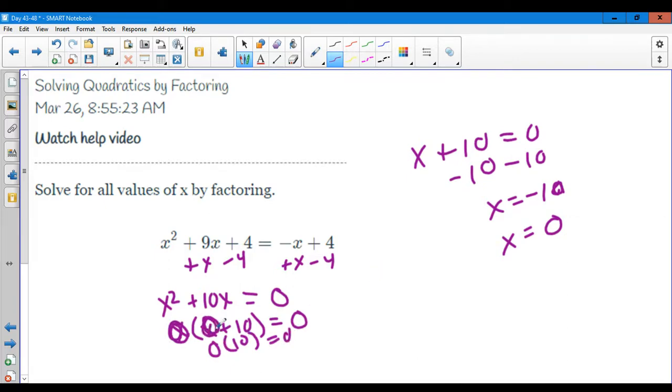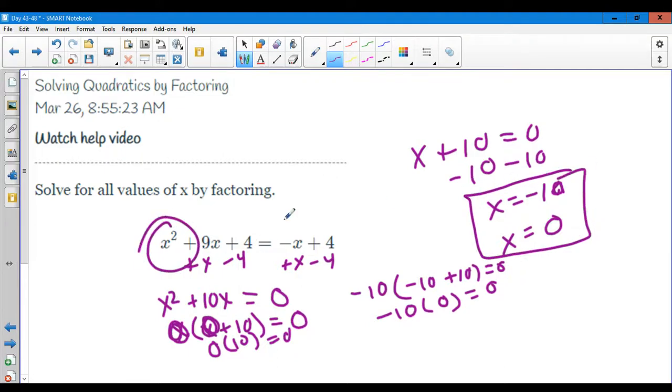And negative 10 also works, because it would be negative 10 times 0, which equals 0. So you get two answers when you're working with quadratics. Okay, I sure hope that helps.